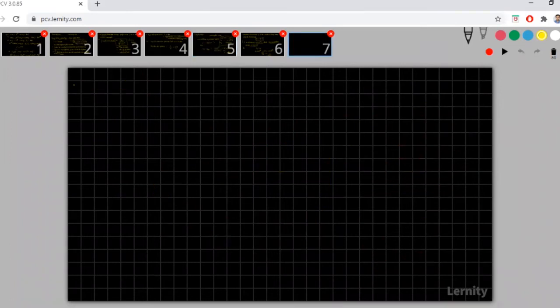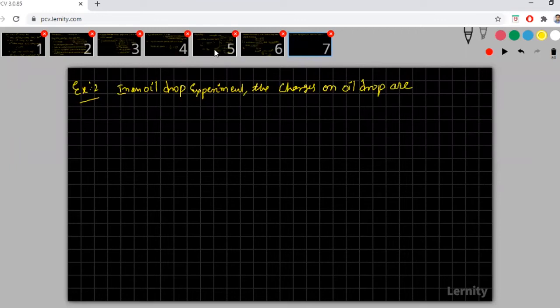Okay, another example you want to write. Example 2. Write down: in an oil drop experiment, the charges on the oil drop are 1.5 into 10 power minus 15, 3 into 10 power minus 15, 4.5 into 10 power minus 15, 6.0 into 10 power minus 15.